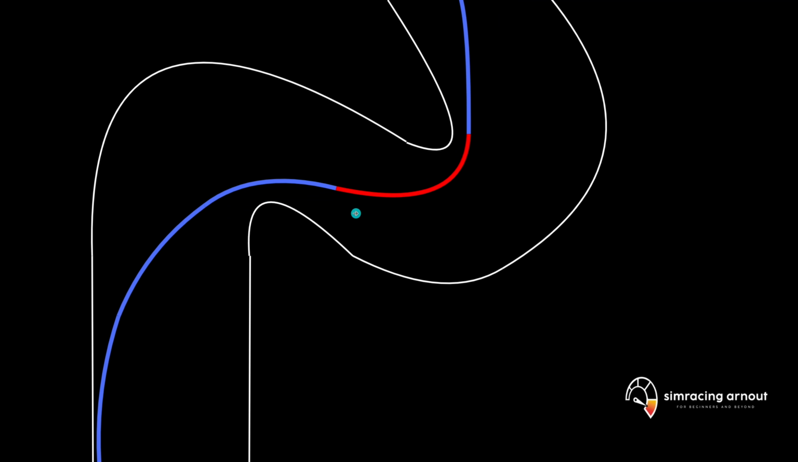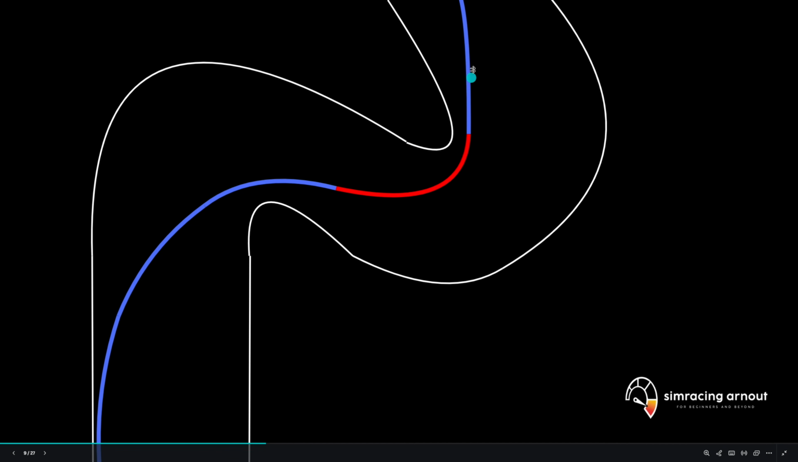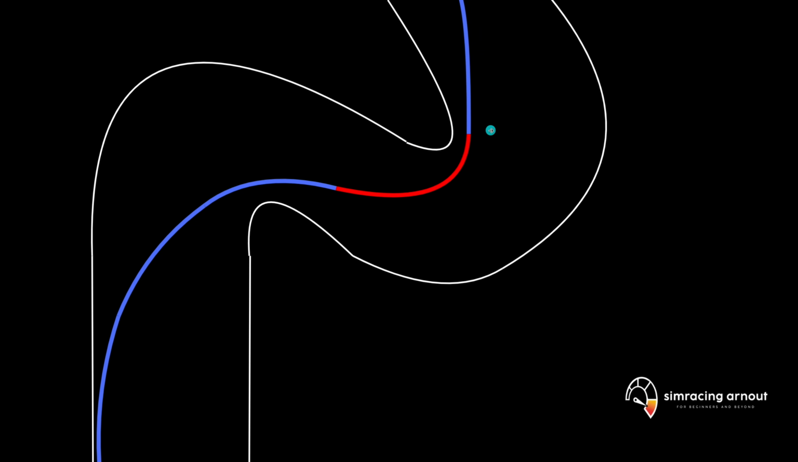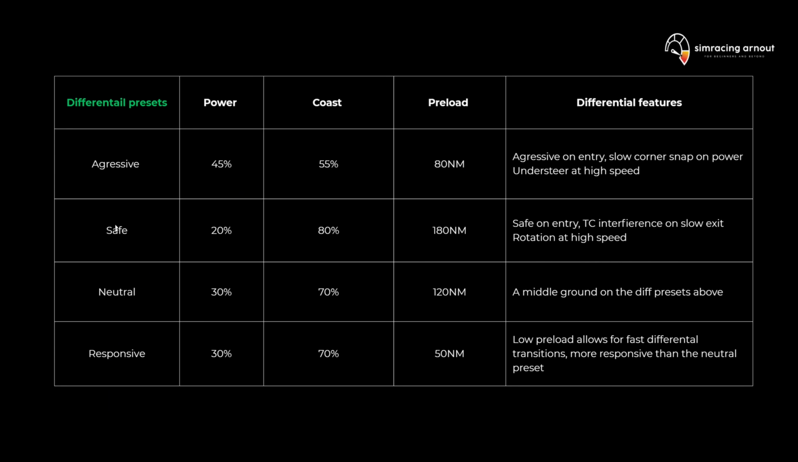If you have less coast and you release the throttle, you can maybe rotate the car a lot better here and have a better launch off in the exit. And this is what you do with differential. You're changing the shapes of these lines. Let's say the entry part is going to be coast, and the exit part over here on top is more about the power differential. So these are some examples of differential presets from my hypercar guide.